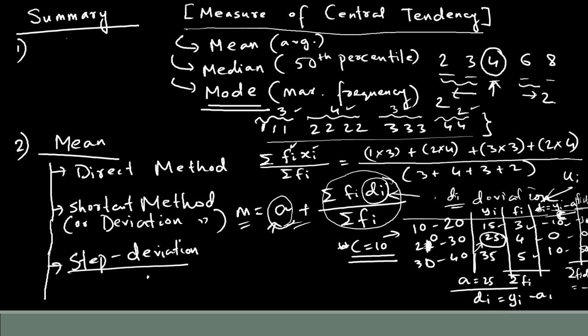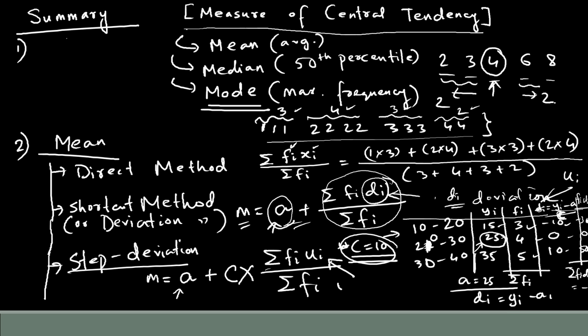So now your actual mean is your assumed mean a plus c, your class width, times summation fi ui divided by summation fi. So ui, what is ui? As I said, ui is similar to di except we have to divide it by c. So it's yi minus a divided by c. So that is your step deviation method. So we covered how you can find the mean. One is the direct method, two is the shortcut method or deviation method, number three is the step deviation method.